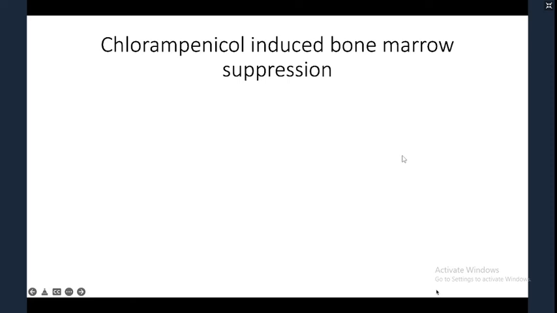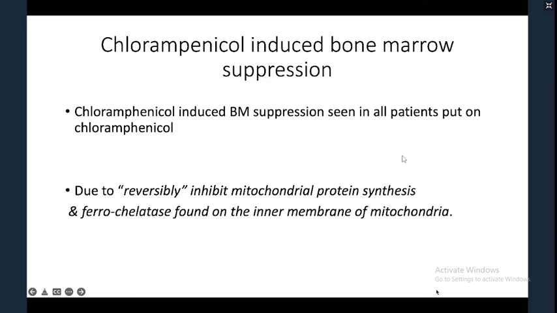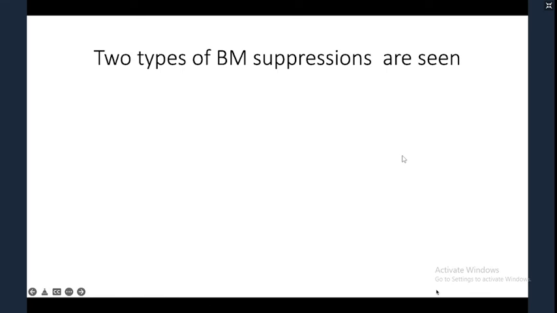The third antibiotic associated adverse event is chloramphenicol induced bone marrow suppression. Chloramphenicol is known to cause bone marrow suppression. There will be two reactions, dose dependent and dose independent. The dose dependent chloramphenicol induced bone marrow suppression is reversible, and is due to inhibition of mitochondrial protein synthesis and ferrochelatase found in the inner membrane of mitochondria.